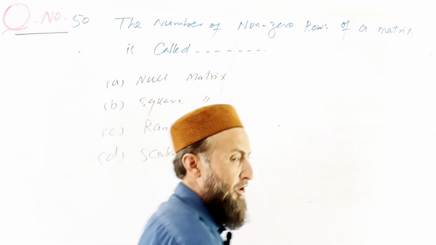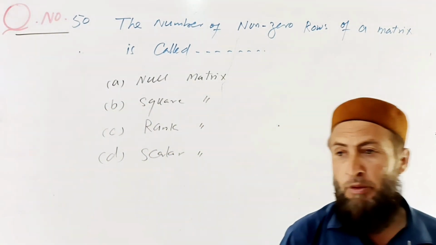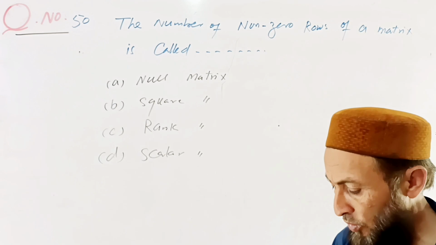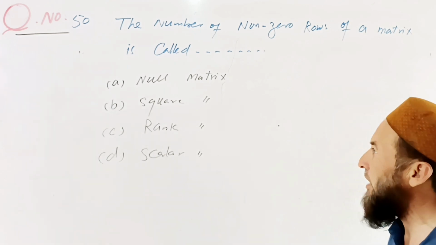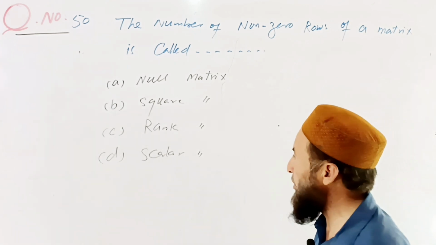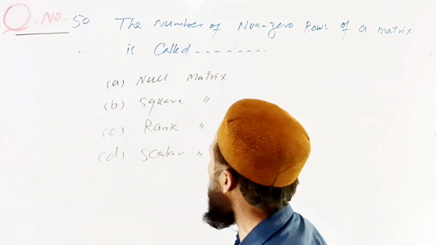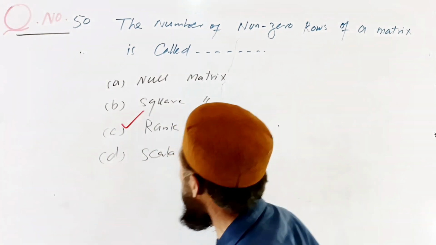According to the definition of rank of a matrix, the number of non-zero rows of any matrix is called the rank of a matrix. So this is the definition of rank of a matrix. So the correct answer is rank of a matrix.